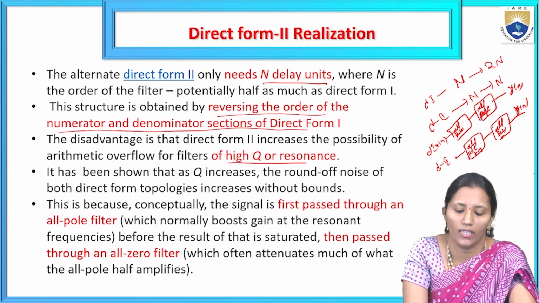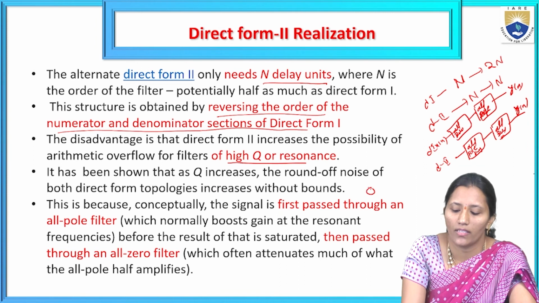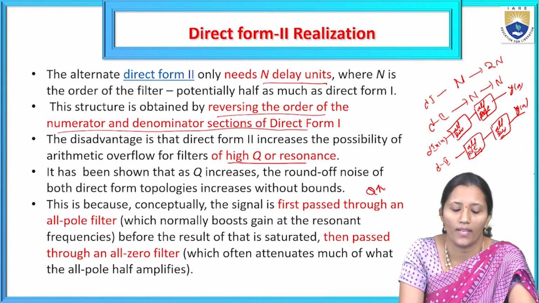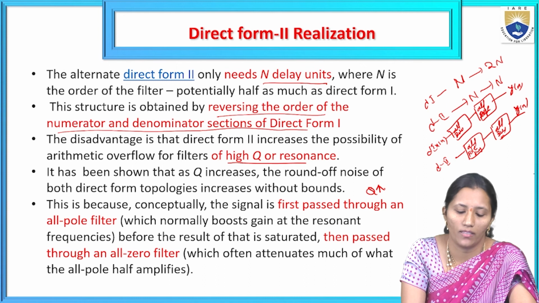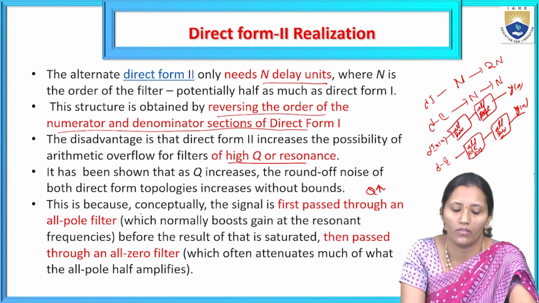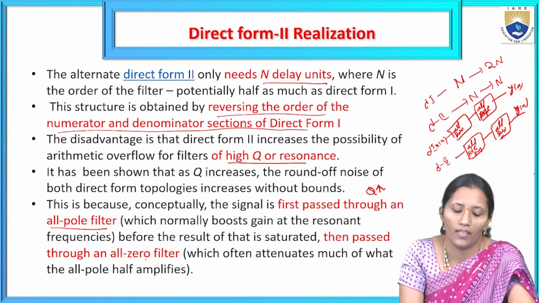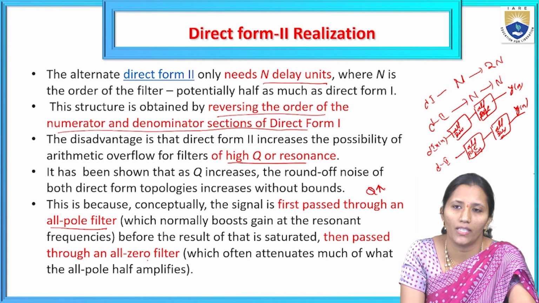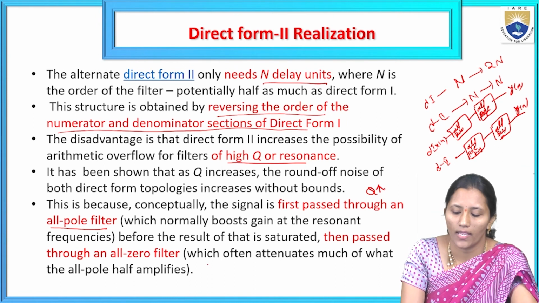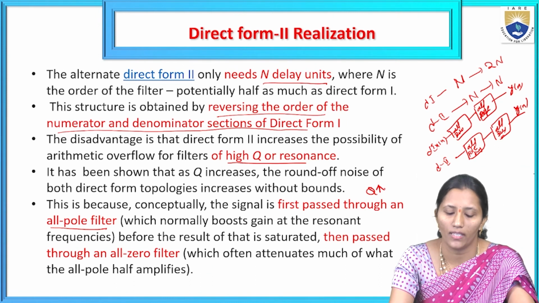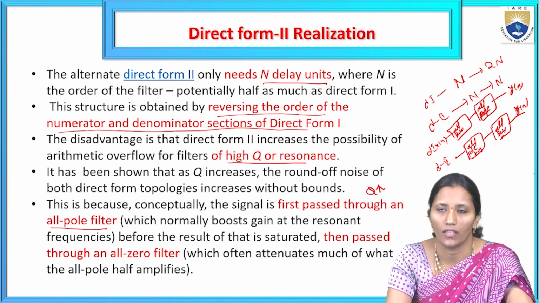It has been shown that as Q increases, the round-off noise of both direct form topologies increases without bounds. This is because conceptually the signal is first passed through an all-pole filter before the result of that is saturated. Then it is passed through the all-zero system. That's why as Q increases, the round-off noise of both direct form structures increases.